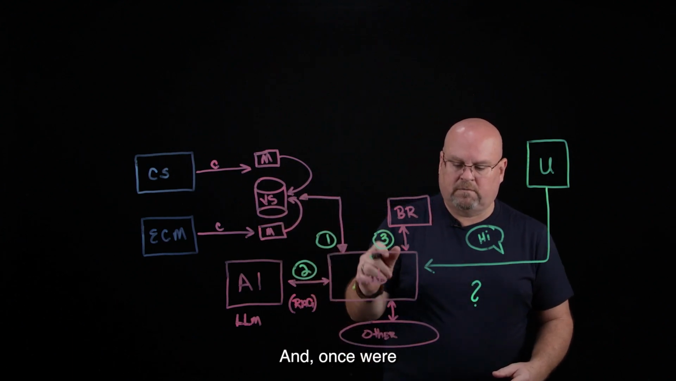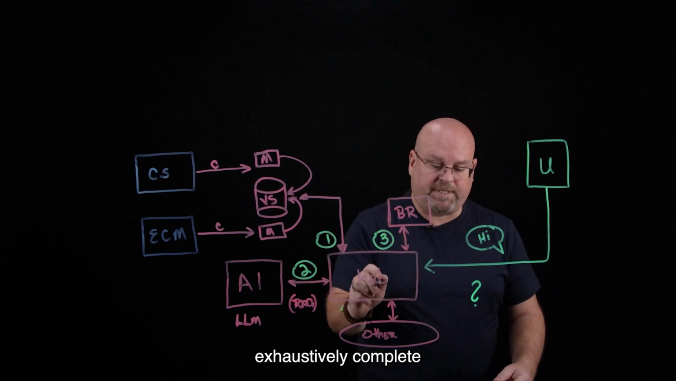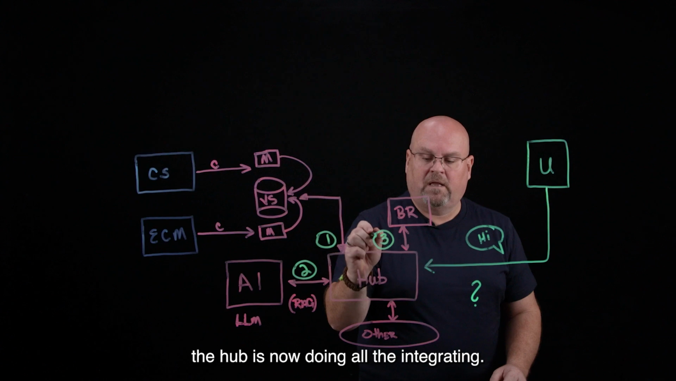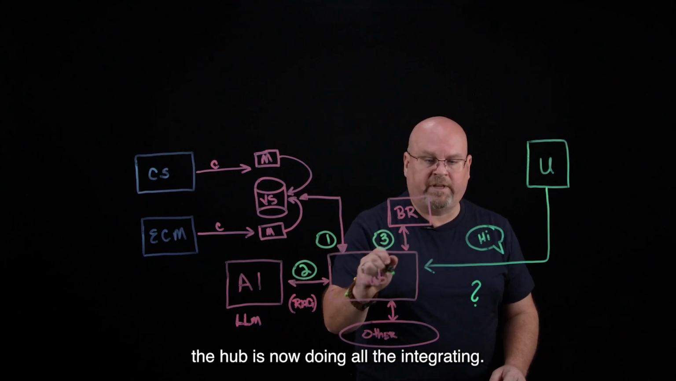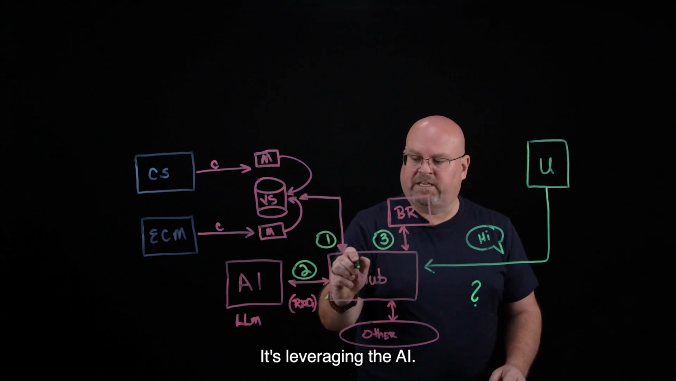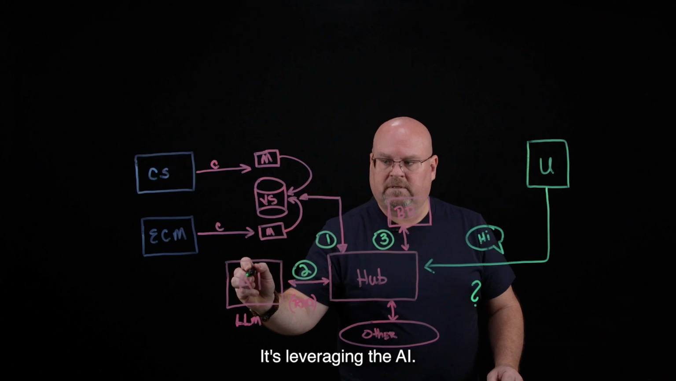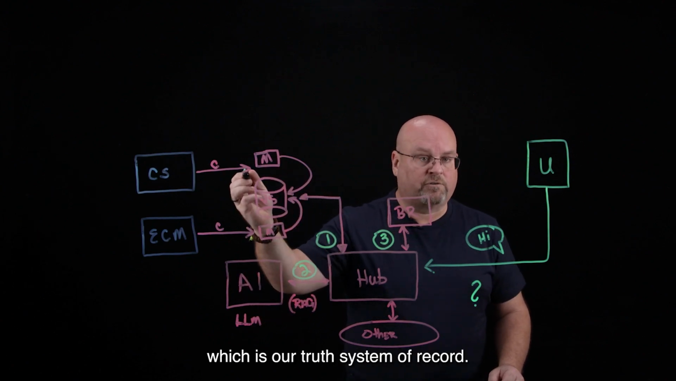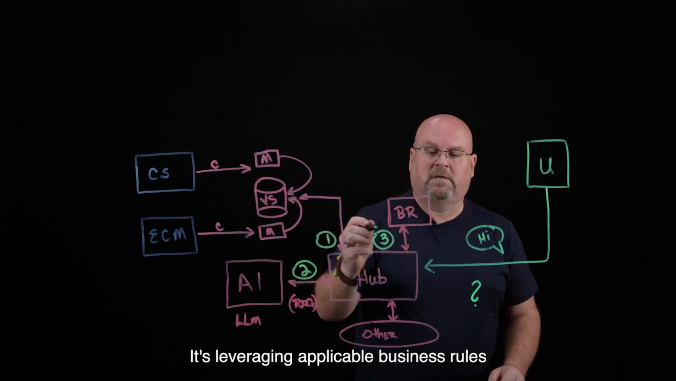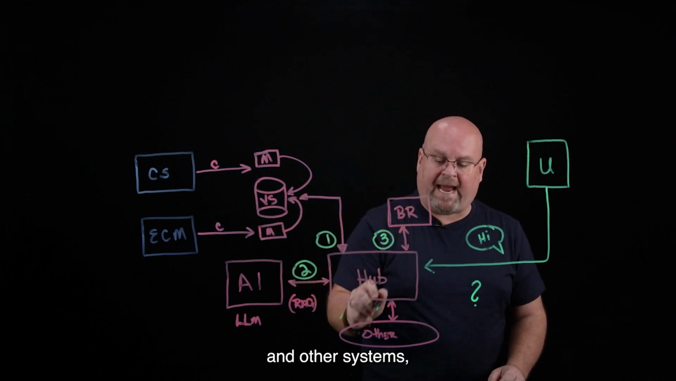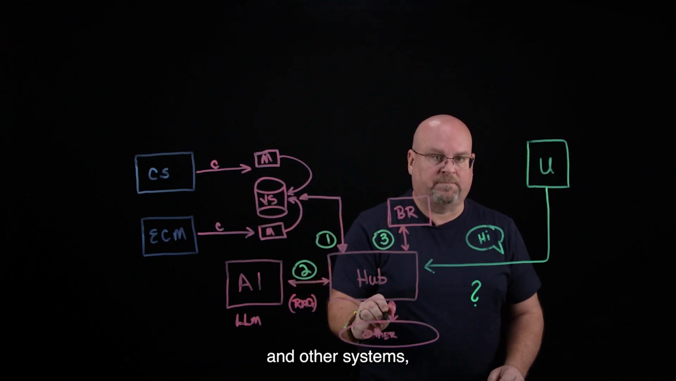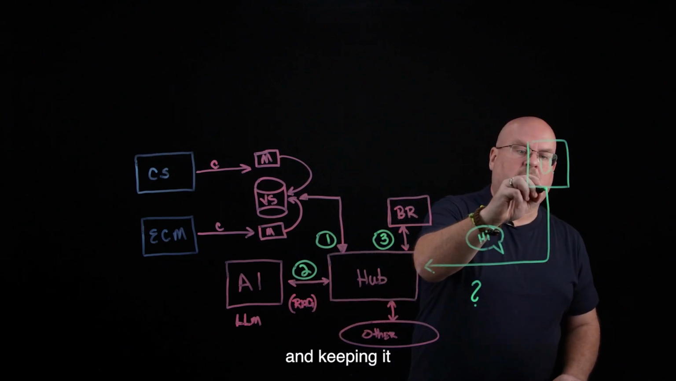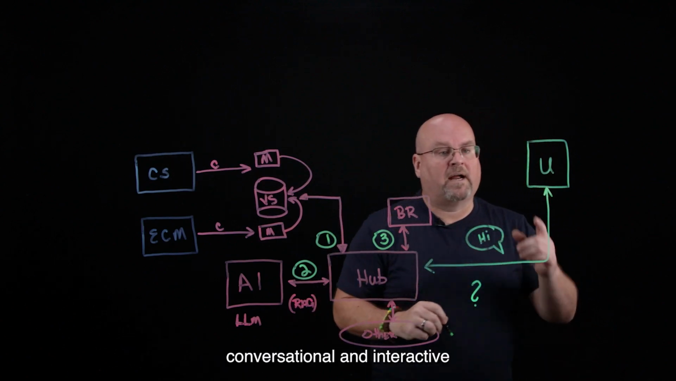And once we're exhaustively complete on touching all the necessary systems, keep in mind, the hub is now doing all the integrating. It's leveraging the AI. It's leveraging our content, which is our truth system of record. It's leveraging applicable business rules and other systems and keeping it conversational and interactive with the user.